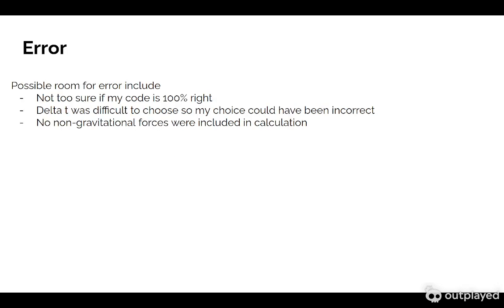For my room for error, I wasn't completely sure if my code was right, and my delta t was difficult to choose, so my choice could have been incorrect. Instead of using all of the total seconds in a day, it definitely could have been something different. I know in the original code it was like 0.05, but when I tried that, it didn't work. And the last thing was that no non-gravitational forces were included in this calculation.